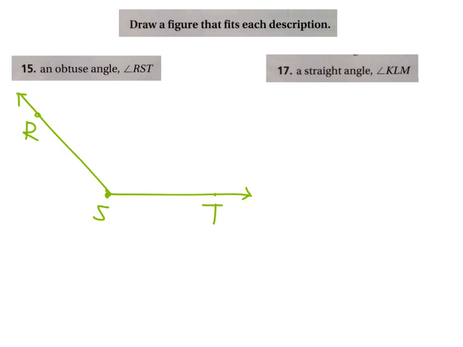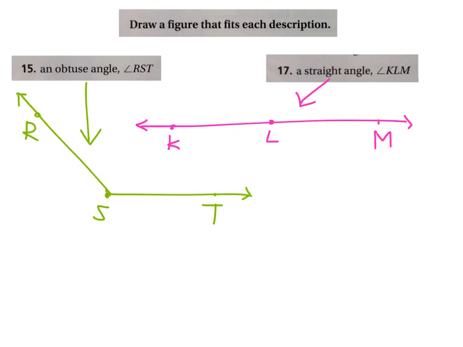Okay. Now to make a straight angle, KLM, it's just a straight line. There's going to be a vertex point somewhere. That's going to be the middle letter L. And so we need to have a K either here or on the other side. Then the opposite side of that, have the M. So that will be straight angle KLM, and this will be obtuse angle RST. And as simple as that.